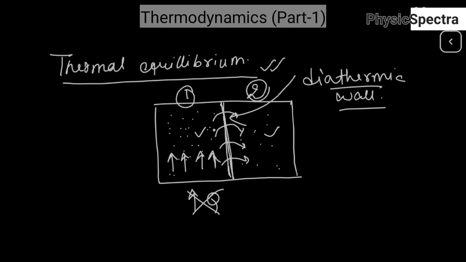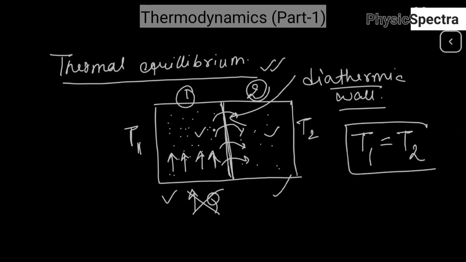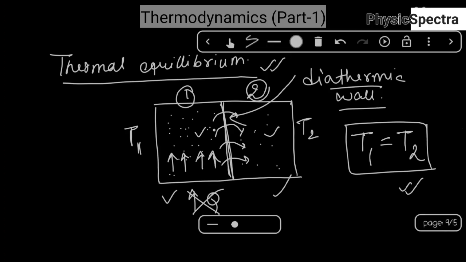Okay, so we can say that two bodies or two systems which are in contact are said to be in thermal equilibrium if both are at the same temperature. So if you say the temperature of this is T1 and temperature of this is T2, then at thermal equilibrium T2 equals T1 or T1 equals T2. There is no transfer of heat at all. Okay, I think it is clear, and based on this thermal equilibrium concept we get the 0th law of thermodynamics.